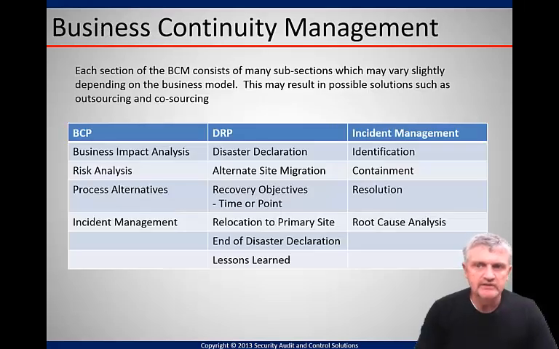Now, when we look at business continuity management, which is a combination of BCP, DRP, and also incident management, each section of the BCM consists of many subsections, which may vary slightly depending on the business model. This may result in possible solutions such as outsourcing and co-sourcing. Also consider a lot of technology development we have at the moment, such as cloud computing and so on, which makes the backups quite easy, also depending on the data that you actually have. Now, when we look at BCP, you can have a business impact analysis, a risk analysis. We can look at process alternatives.